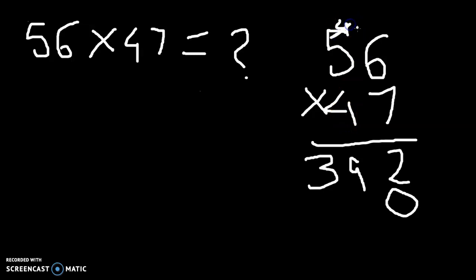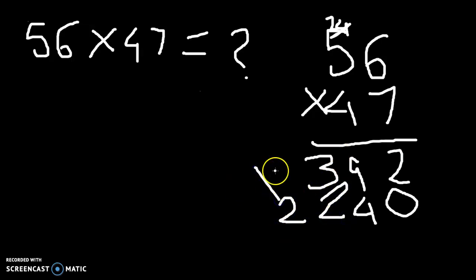Cross out the 4. And then 6 fours are 24. Then you put a 2. And then 5 fours are 20, 22. Oh, sorry about that. Oh no, you don't multiply.